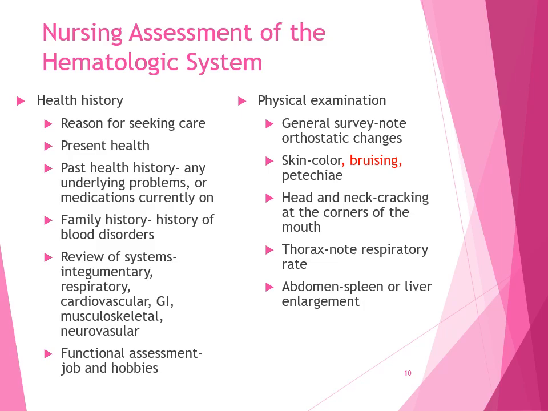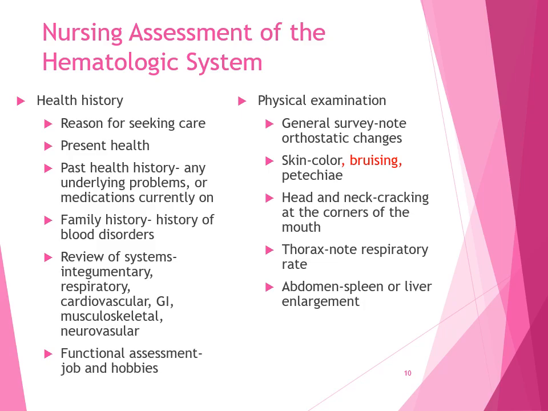Do a physical exam. Note their general state of health. When you take their blood pressure, do they have any orthostatic changes? If they do, you may realize they've got volume depletion, maybe secondary to bleeding. Let's look at their skin, the color. Is it pink? Is it pale? Is it jaundiced? Did you notice any bruising?